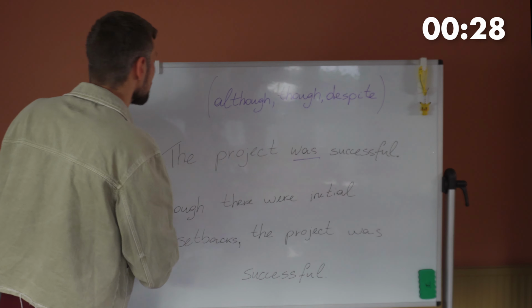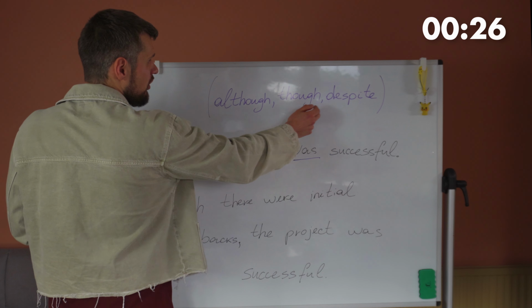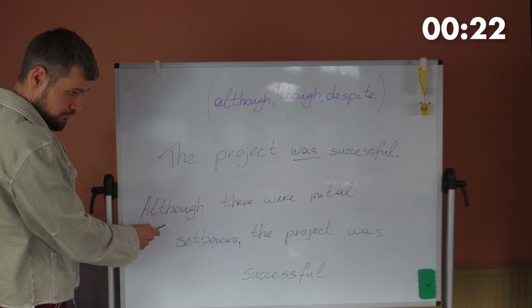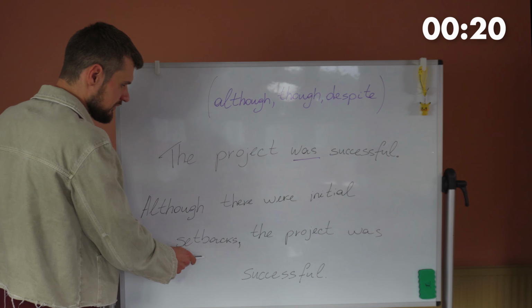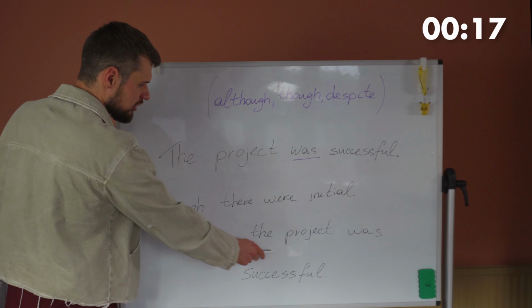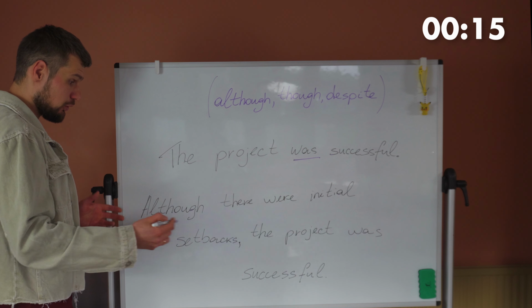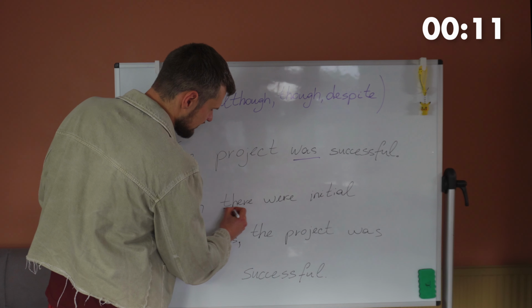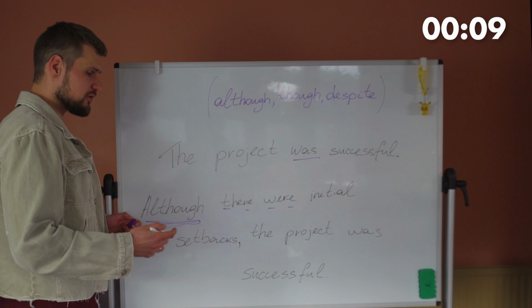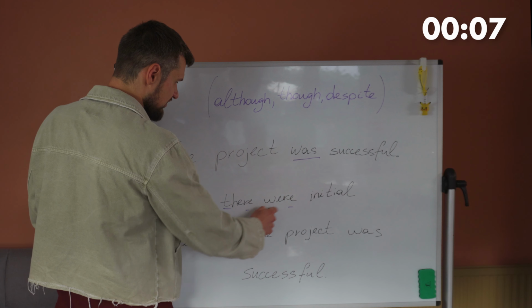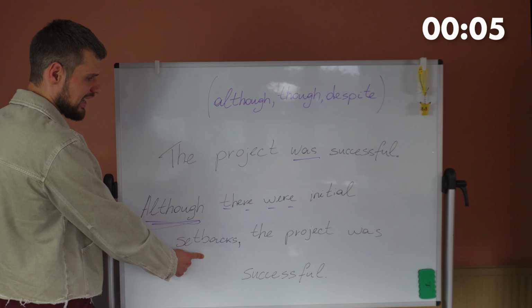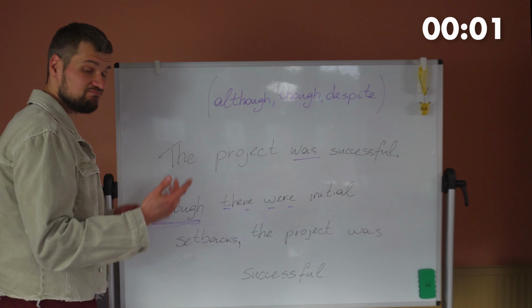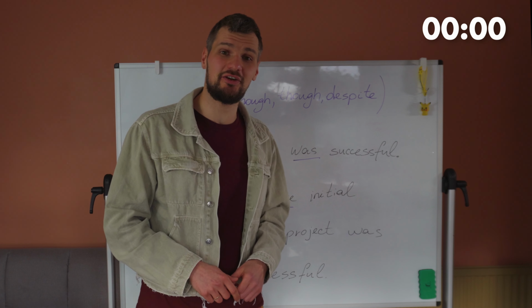Easy. We can use one of these conjunctions, although, though, despite. And here's my sentence. Although there were some initial setbacks, the project was successful. That's all. So we used although, and we used this structure, there is, there was, very useful. So to say that there were some setbacks. And then we continued with our initial simple sentence. And that's it. That's everything you need to know.